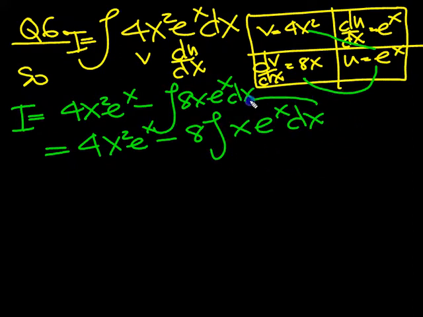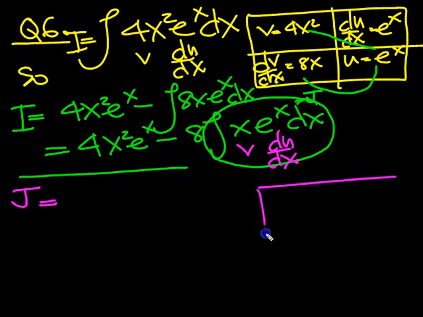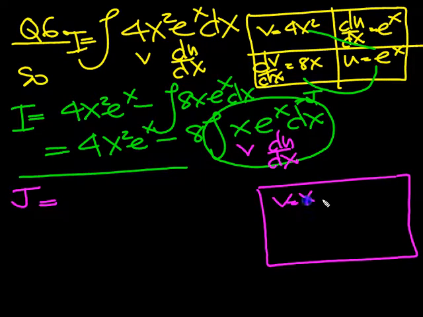This is a sub-problem here. So let's circle that and let that equal j. Draw a line across the page and let's do the problem for j then, shall we? So j equals then, we're going to let this be v and this be du dx. So we need to draw our grid like so. V equals x, du dx equals e to the x, yeah?